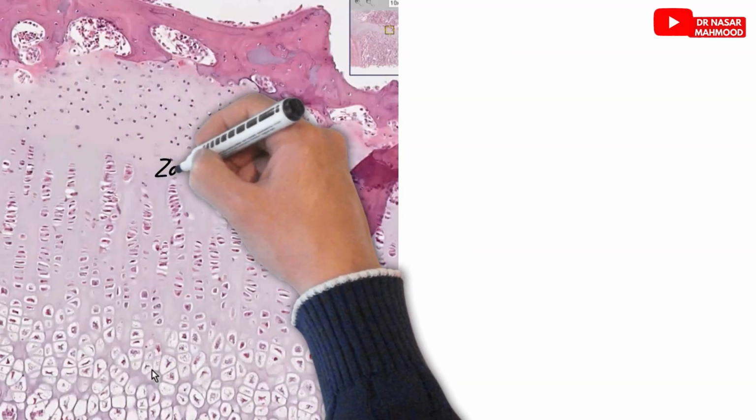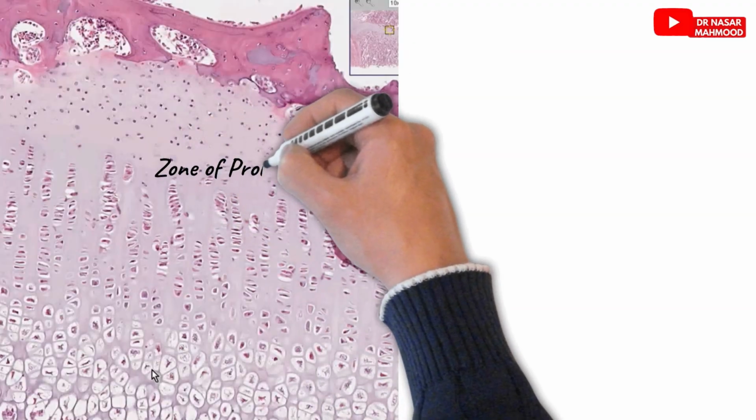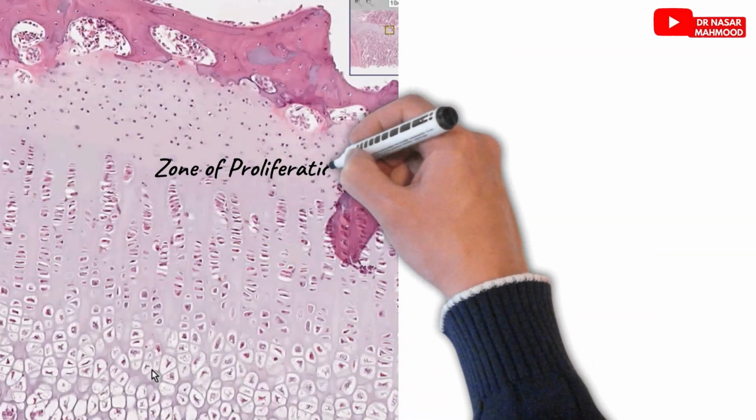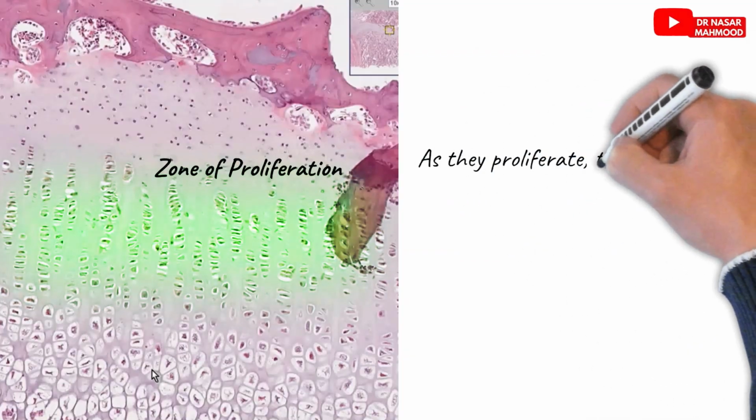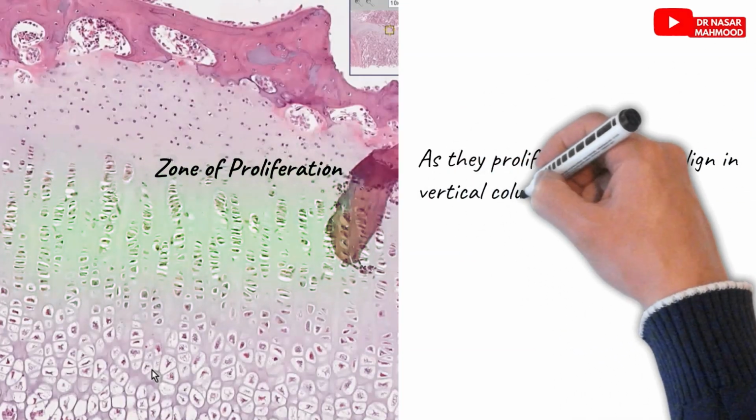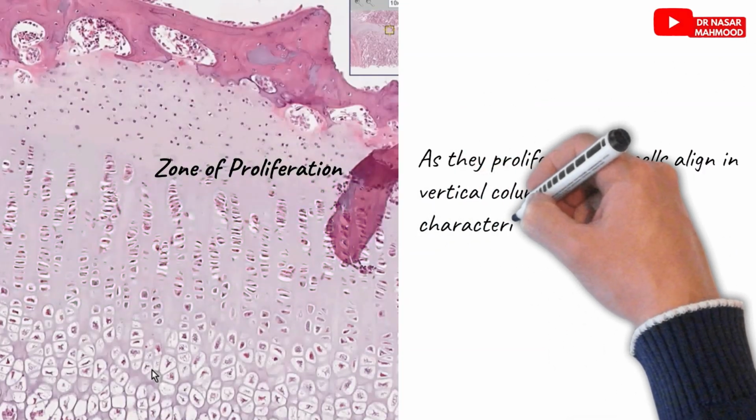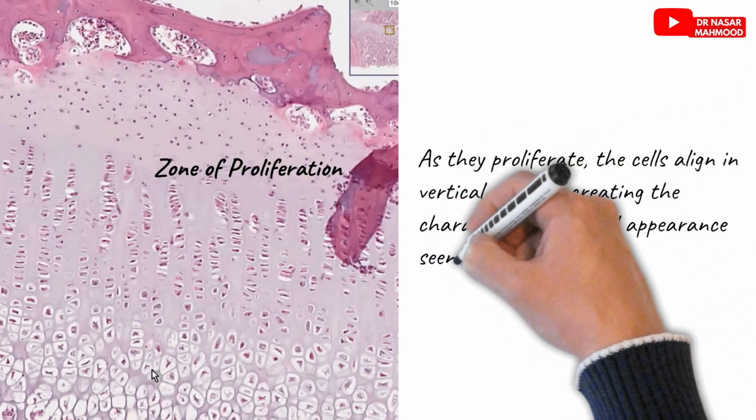Next is a zone of proliferation. In this region, cartilage cells begin to divide and multiply. As they proliferate, the cells line up in vertical columns, creating the characteristic stacked appearance seen in this layer.